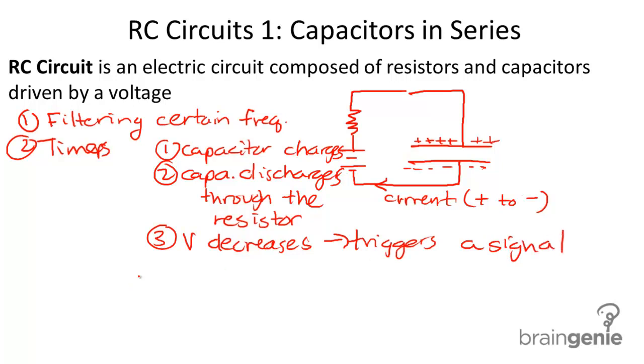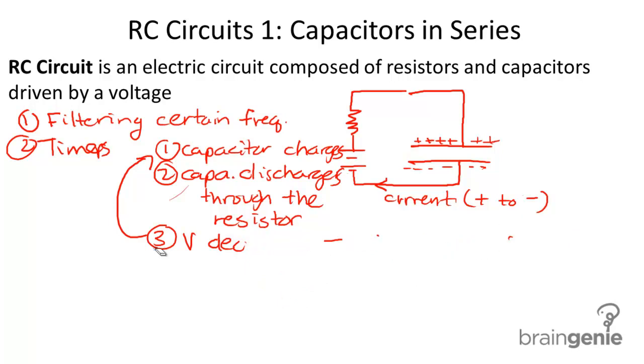So for example, let's say I have windshield wipers. Windshield wipers are timed using RC circuits. The capacitor charges, it then discharges, and then once the voltage reaches a certain level, it triggers a signal, and that would be the windshield wiper actually turning. And then the cycle basically repeats. It charges again, discharges, and then the voltage decreases, triggering another signal. So that's basically how RC circuits work and what they're used for.